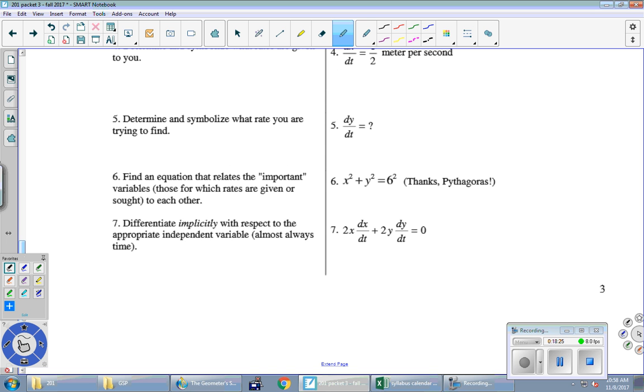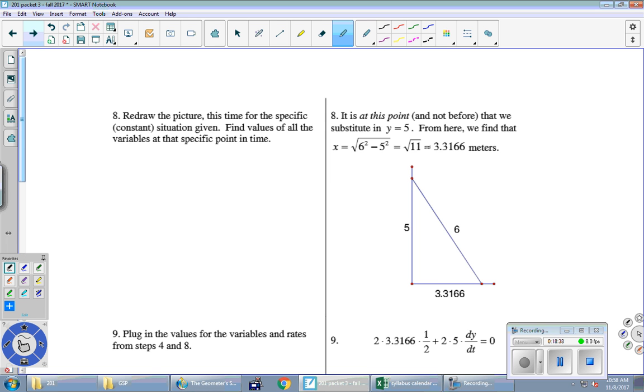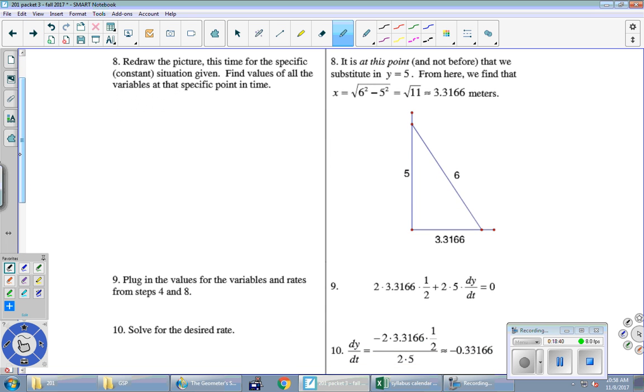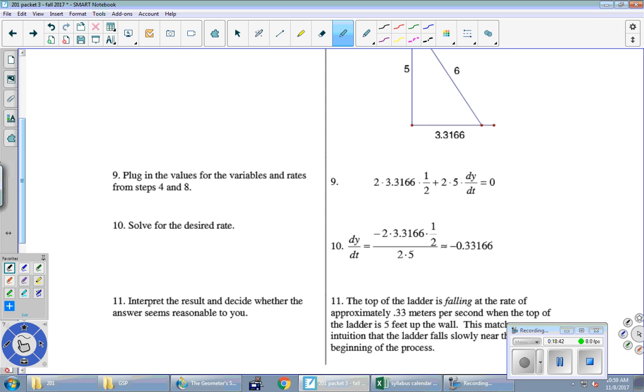Then you differentiate implicitly with respect to the appropriate independent variable, which is almost always time. In this problem, we haven't looked at it, but dx/dt, dy/dt. In our problem, dV/dt, dH/dt. And then only after you've done your derivative do you get to actually plug in specific values for the variables. And then you solve for the thing you want. Okay? All right, so that's our general process.